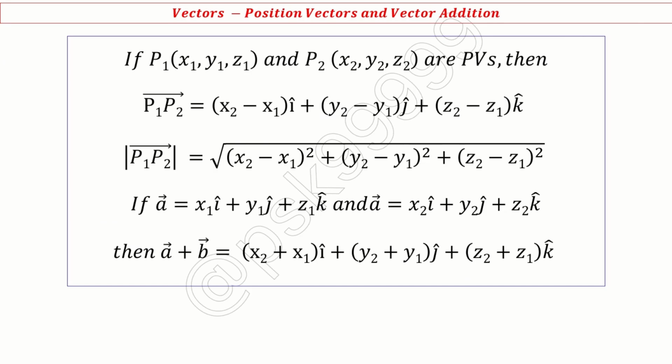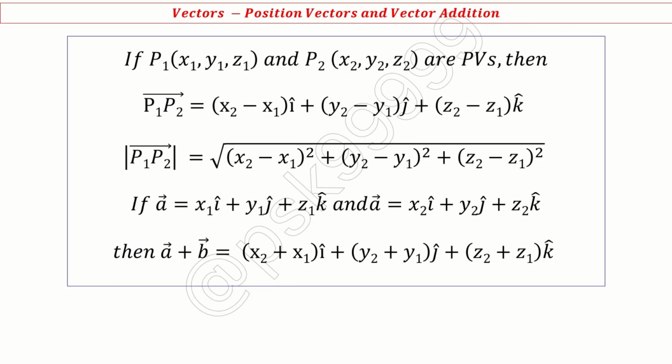Now, position vectors and vector addition. If P1 and P2 are defined as (x1, y1, z1) and (x2, y2, z2), then the vector P1P2 is nothing but (x2 minus x1) i bar, (y2 minus y1) j bar, and (z2 minus z1) k bar. Okay. And what is the magnitude of P1P2? Square root of (x2 minus x1) whole square plus (y2 minus y1) whole square plus (z2 minus z1) whole square.